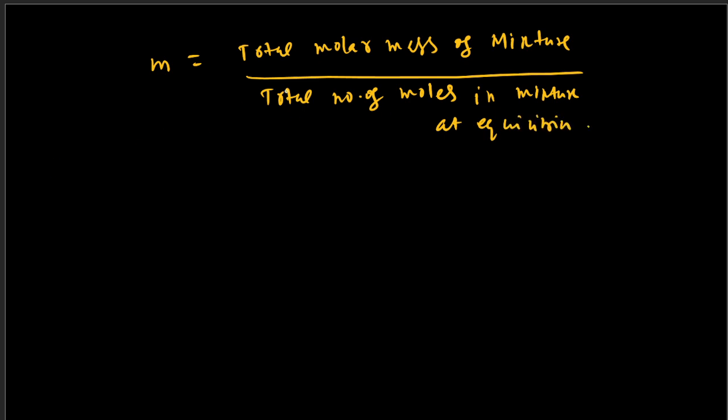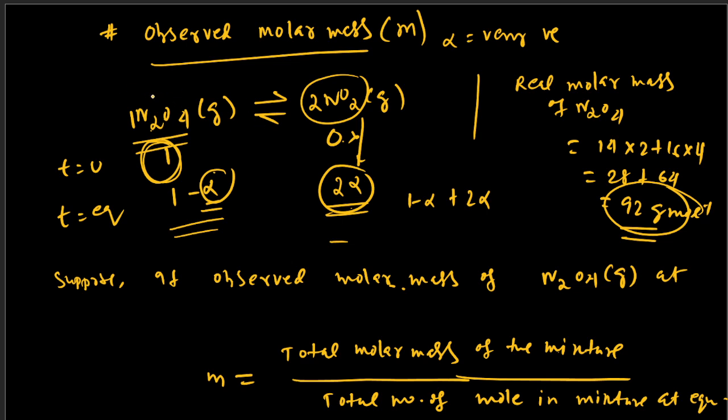So we may confuse that the total molar mass of the mixture means we have to add both the molar mass of this and the molar mass of this. No, actually at T equal to 0, only N2O4 is present and 2NO2 has not formed. And at equilibrium, 1 minus alpha is consumed from N2O4, where alpha is a very small amount, so 2NO2 also 2 alpha is formed.